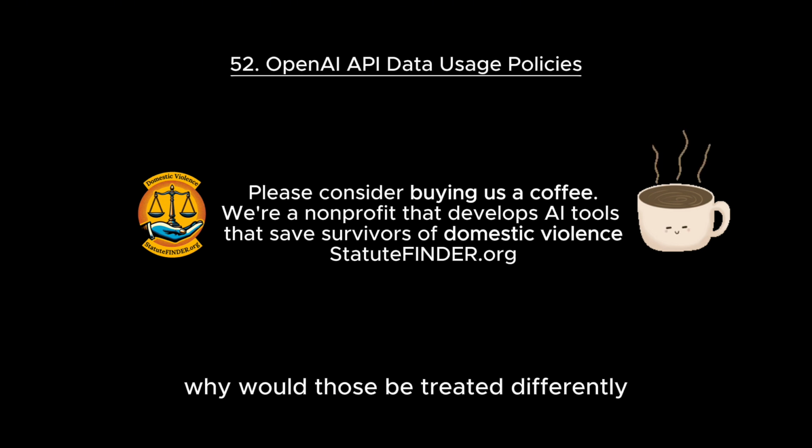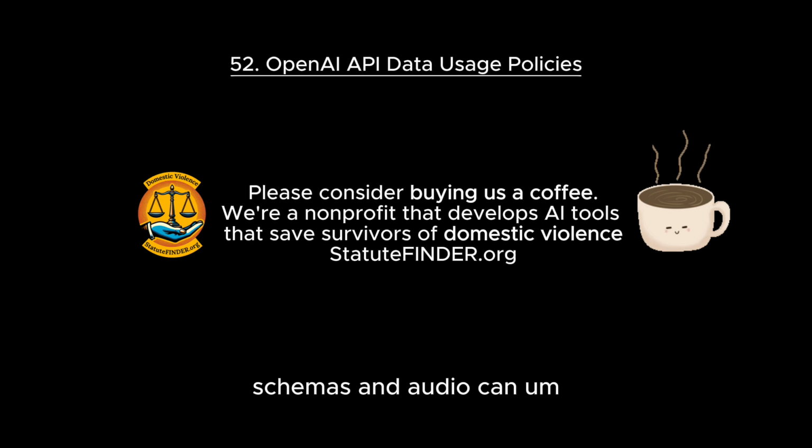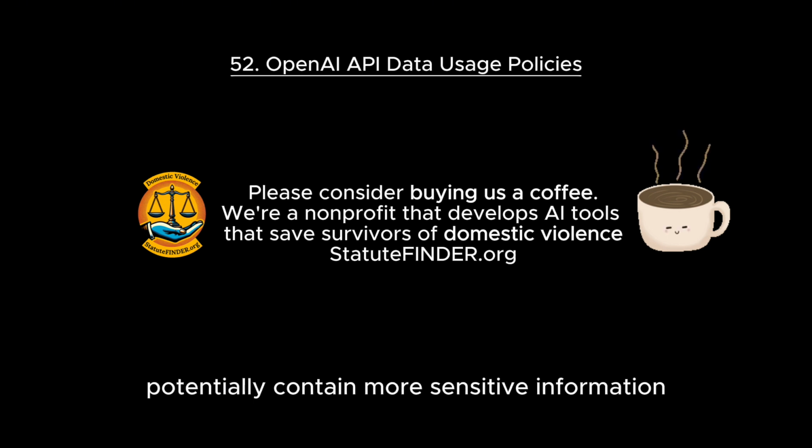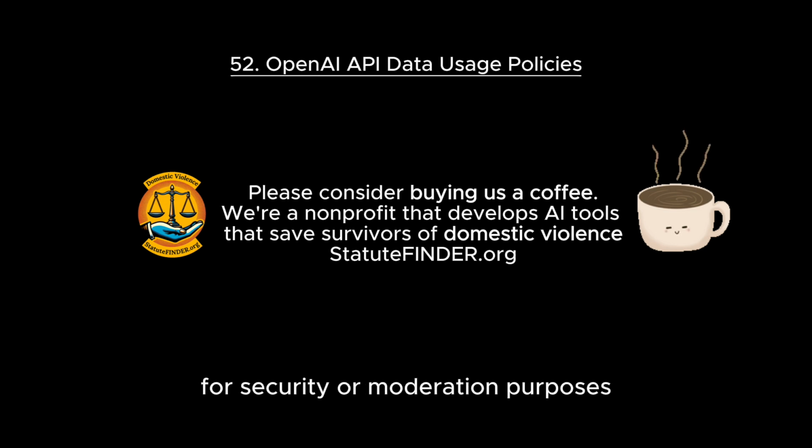Okay. Why would those be treated differently? Are they more likely to contain, like, personal information or something? It likely boils down to the fact that images, schemas, and audio can potentially contain more sensitive information compared to just plain text. So OpenAI might need to hold on to that data a bit longer for security or moderation purposes. Okay, that makes sense. They're being extra cautious with data that could be more revealing. So what's next on the data policy menu?